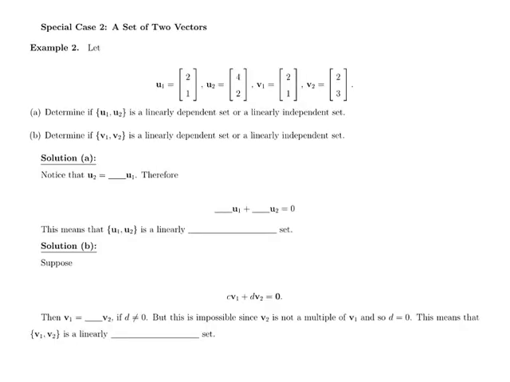Another special case is when we think about two vectors. We're going to do two different examples here. We have the vectors u1 and u2, which are (2, 1) and (4, 2), and the vectors v1 and v2. We're going to ask if those pairs of vectors are linearly dependent or linearly independent. Do they constitute a linearly dependent set or a linearly independent set? Let's first look at the vectors u1 and u2. We may quickly notice that u2 is just 2 times the entries in u1. 2 times 2 is 4, and 1 times 2 is 2.